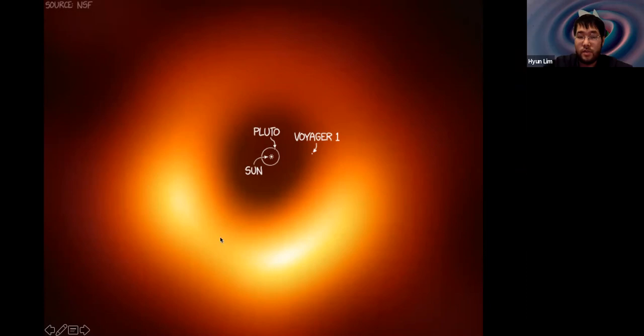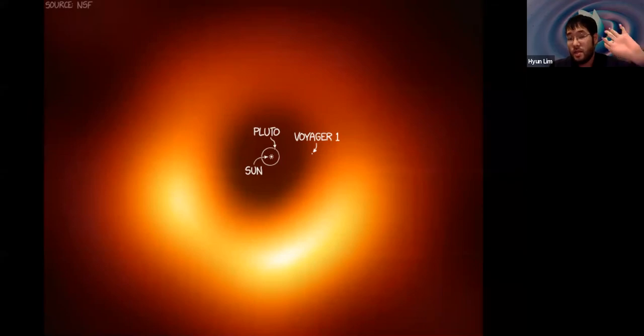That's the first picture from the Event Horizon Telescope. That's how big we think the supermassive black hole is. So this is our solar system, and now Pluto is not even in it. The black hole is larger than our solar system itself. So you can imagine the range of the mass in terms of the size of the black hole.